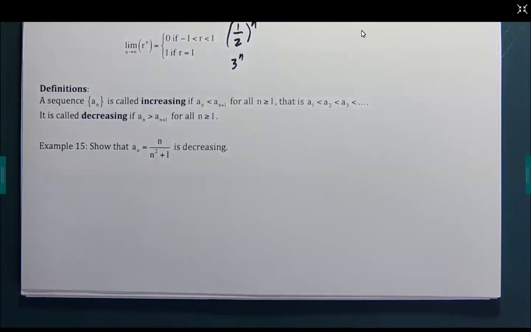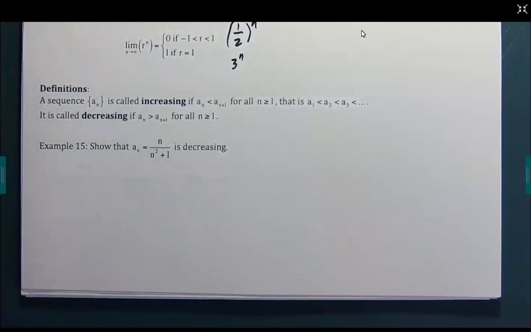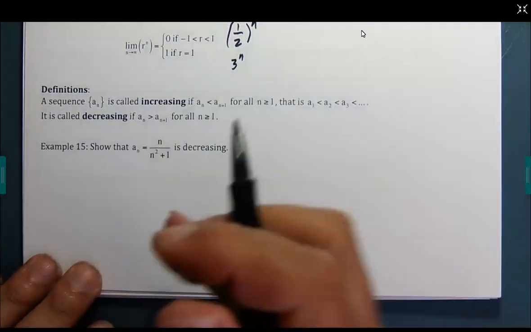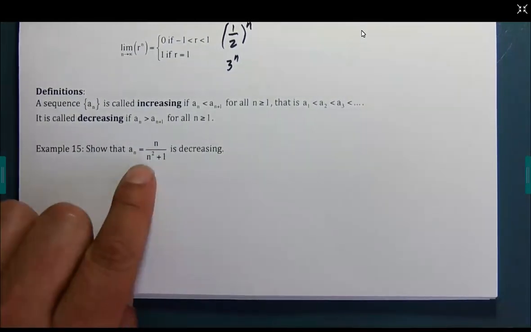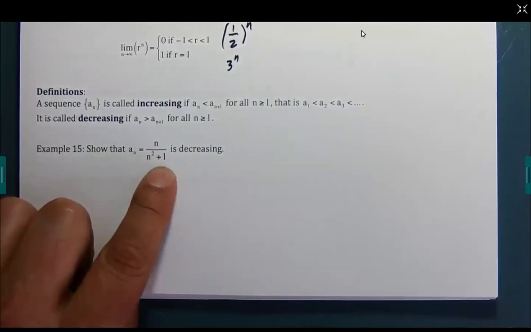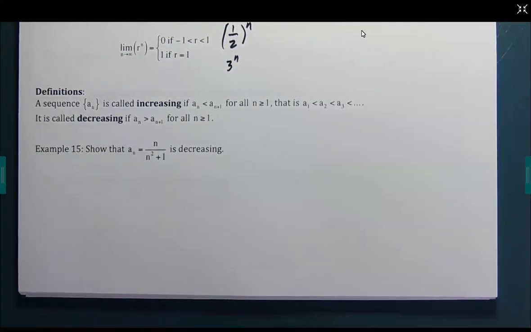Now, I want to point out for this one that the denominator is always going to be bigger than the numerator in this case, every time, because the numerator is just n. The denominator is n squared, so I'm going to square that number and then add 1 to it. And as the denominator is getting bigger and bigger and bigger, the whole thing is getting smaller and smaller and smaller. So that's why this is decreasing. We're going to have lots more examples of that later in this chapter.